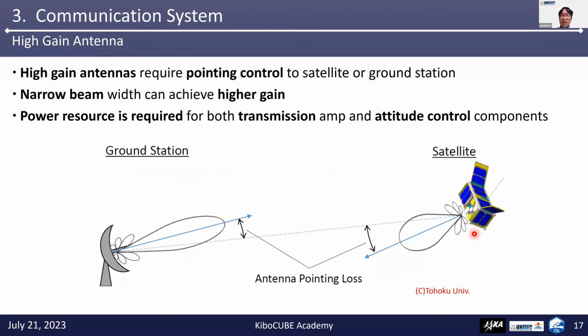The high gain antennas require pointing control, to the ground station on the satellite side. Narrow beams can achieve higher gain compared to Yagi antennas. But especially for the satellite, power resource is required for both the transmission amplifier and the attitude control components. In operation, for S-band, attitude control on the satellite side is not required, but for X-band, the satellite must be controlled actively.